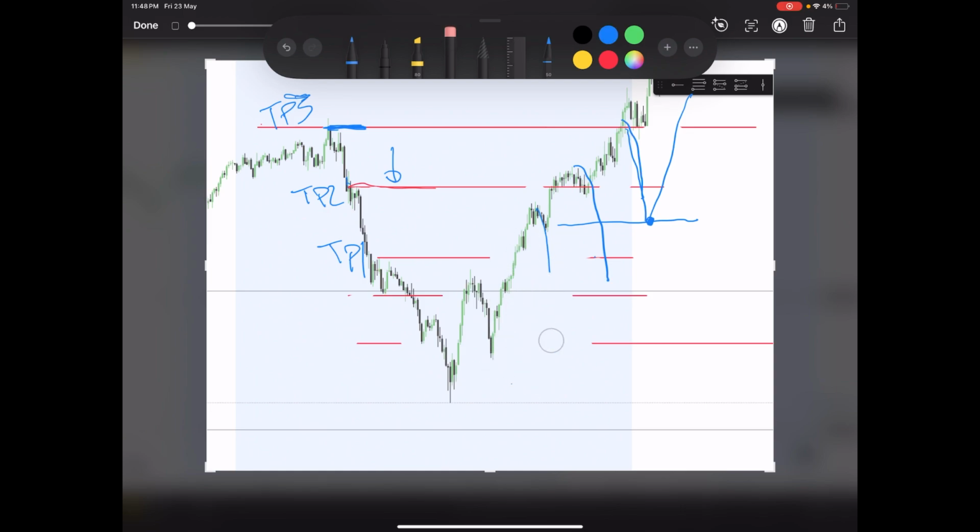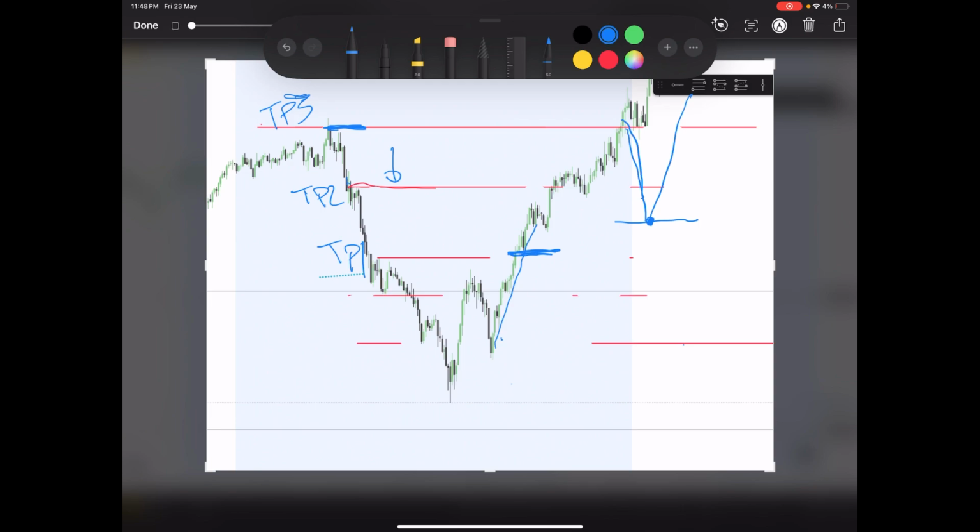So the price is not always expected to go in this formulation that I'm showing you like that. But if this price keeps continuing going higher and higher, you need to hedge your trade. What I mean by hedge your trade is in the sense of taking profits.